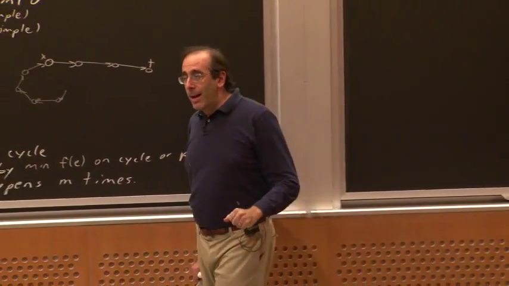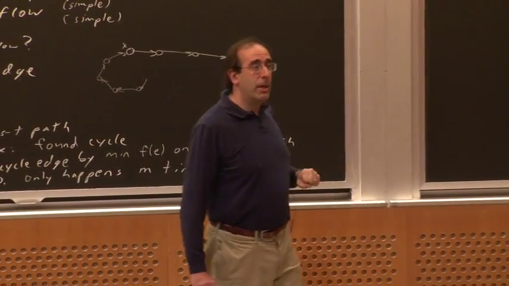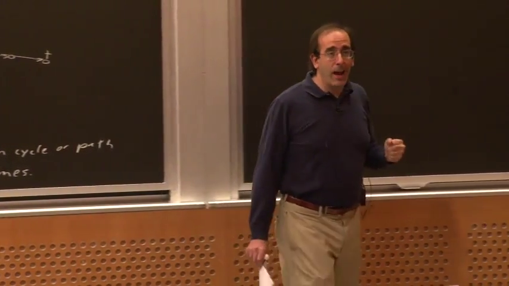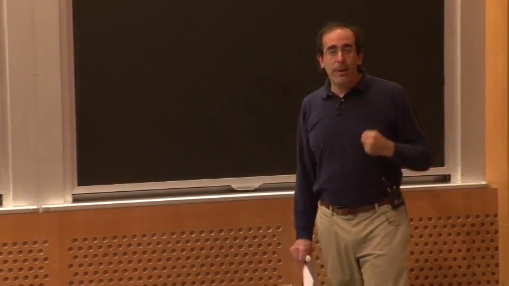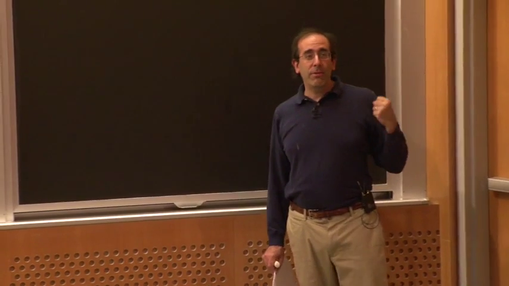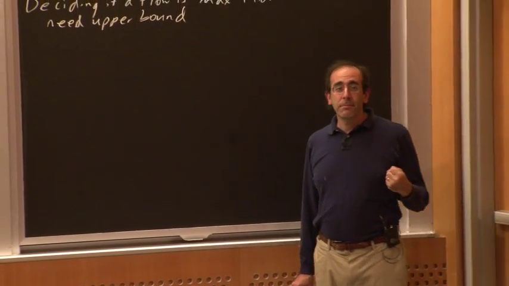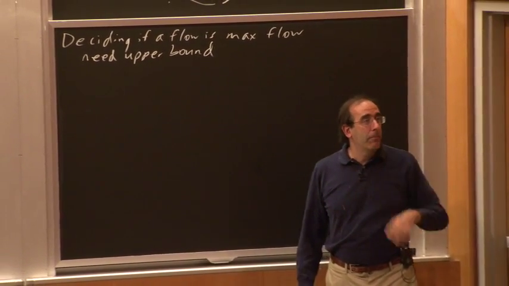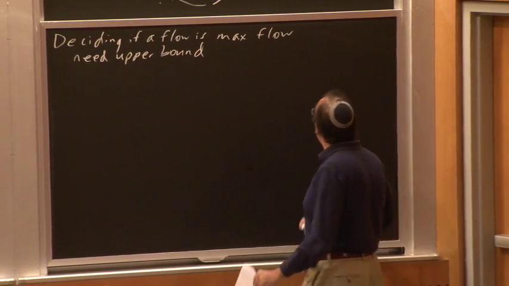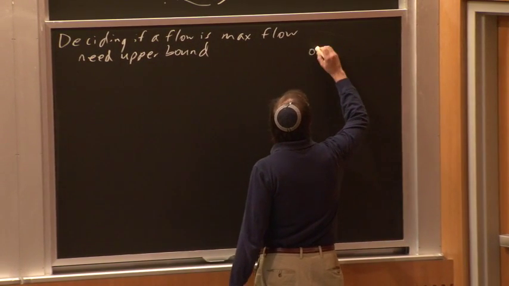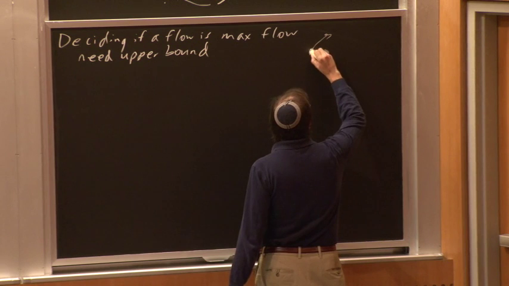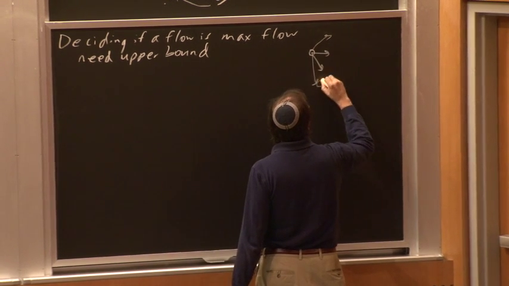The problem is that that upper bound is not necessarily tight. So can we think of an example of a graph where we have lots of capacity leaving S, but the value of the flow is much smaller? Yeah? Good, not as much flow entering T. So for example, I could have a situation that looks like this.